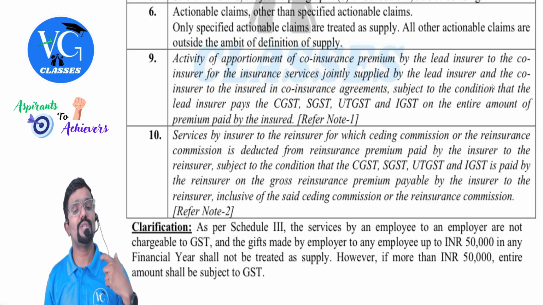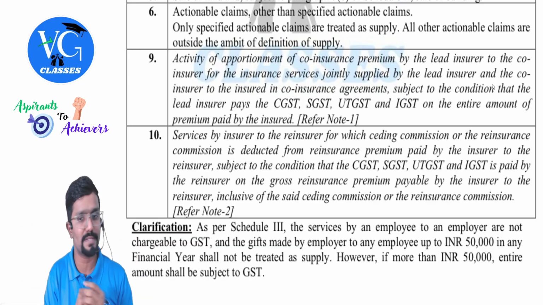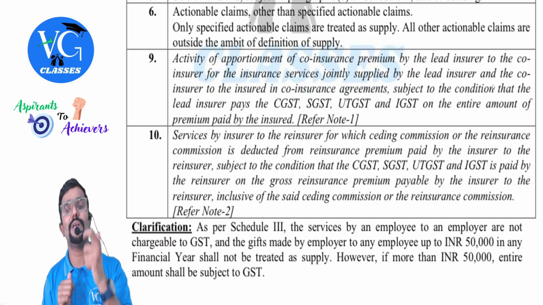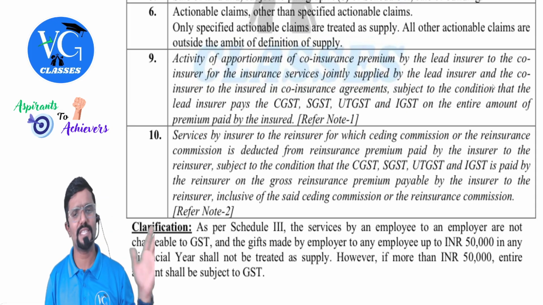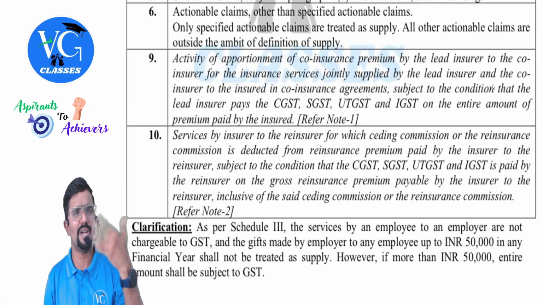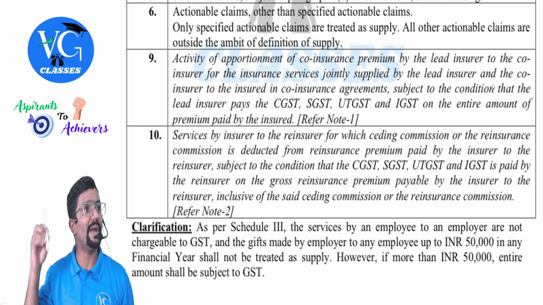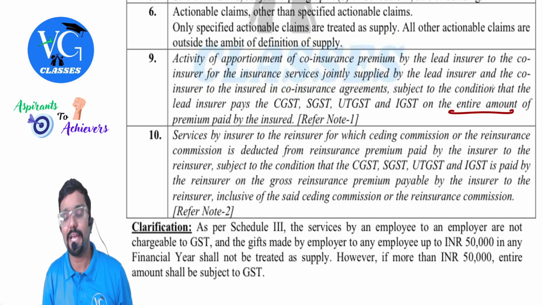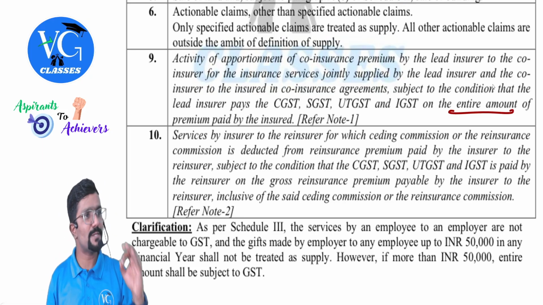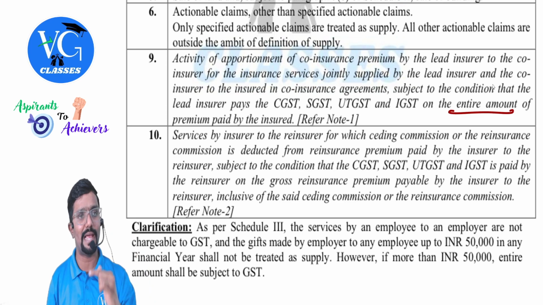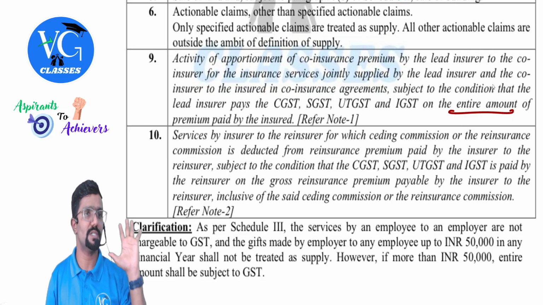Yes. To the insured in co-insurance agreement. Do they have an agreement between them? Yes. Subject to the condition that the lead insurer pays CGST or SGST, UTGST, IGST, whatever is applicable on the entire amount of premium paid by the insured. So that means the entire amount, in my example, is what? 1 lakh. If SBI has paid GST on the entire 1 lakh, ICICI need not pay GST on 25,000.